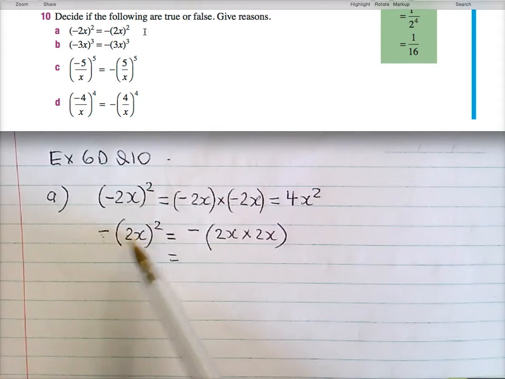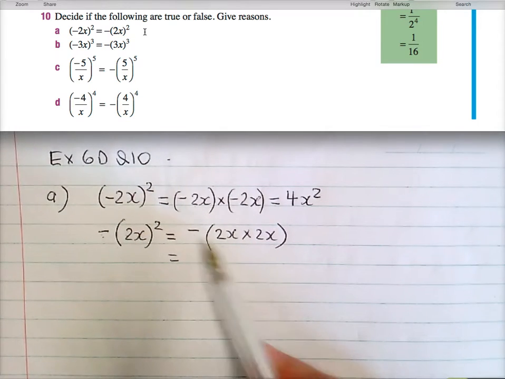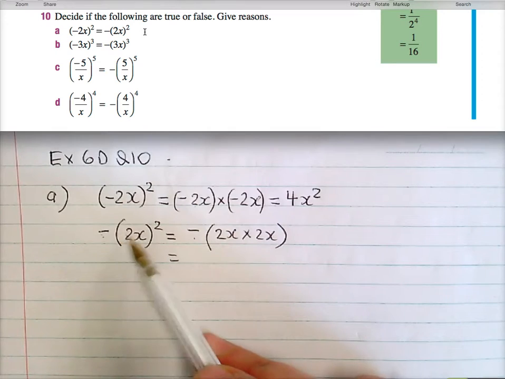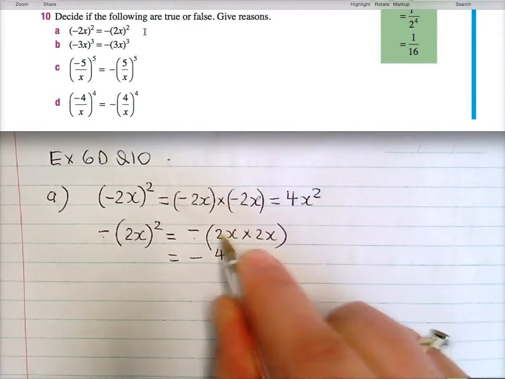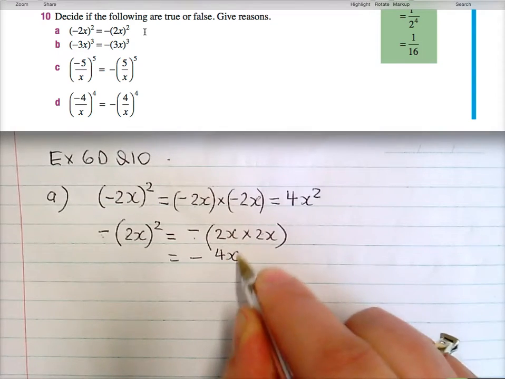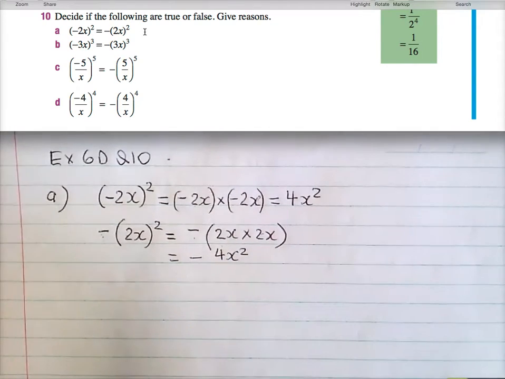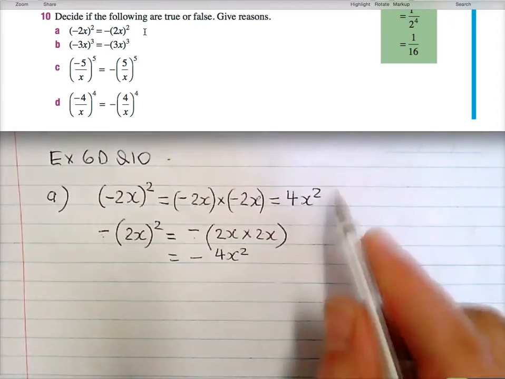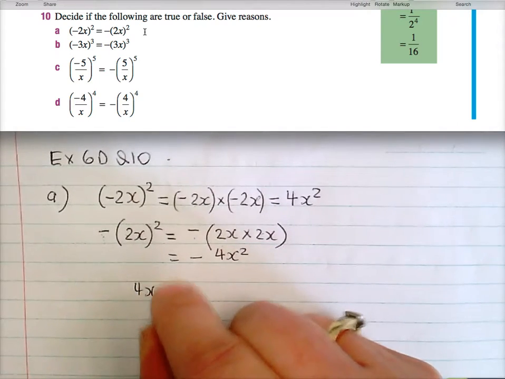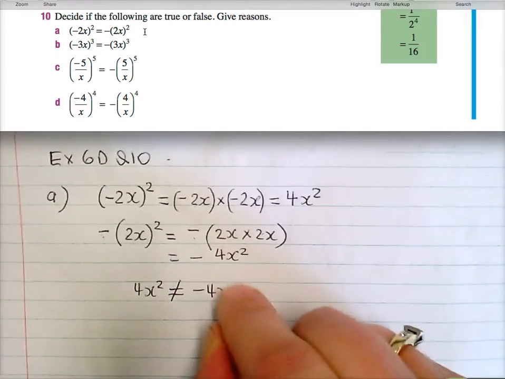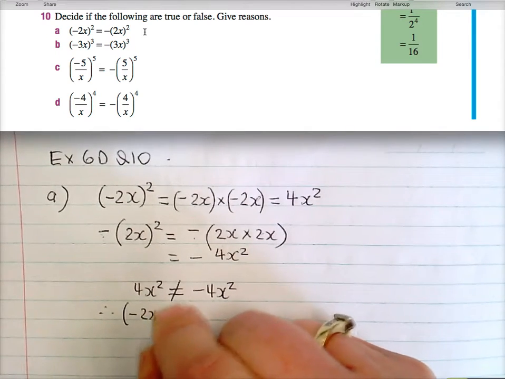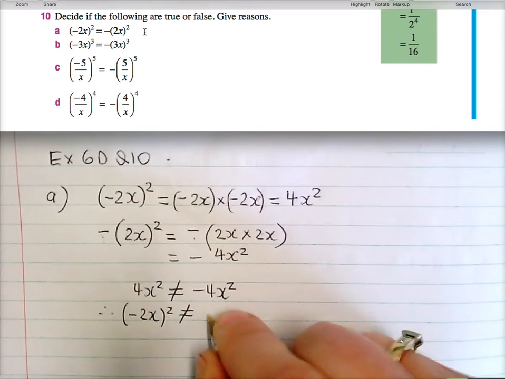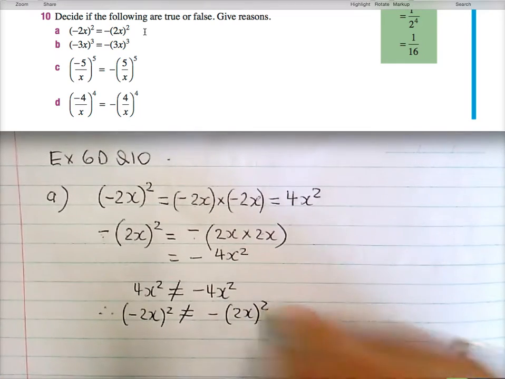In here, you would square whatever's inside the brackets. Now, square means multiply by itself. So negative is out the front, then you work out what 2x times 2x is, which is what? 2 times 2 is 4, x times x is x squared. So girls, those are not equal. 4x squared does not equal negative 4x squared. Do you see that? So therefore, negative 2x all squared is not equal to negative 2x squared.